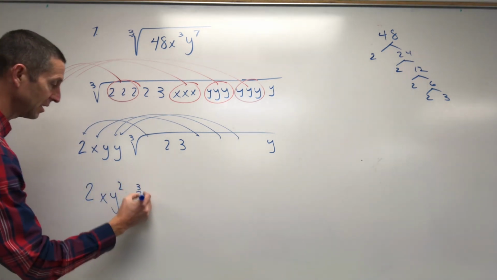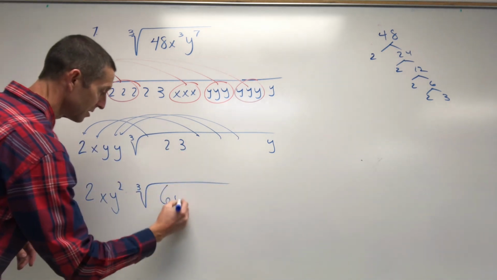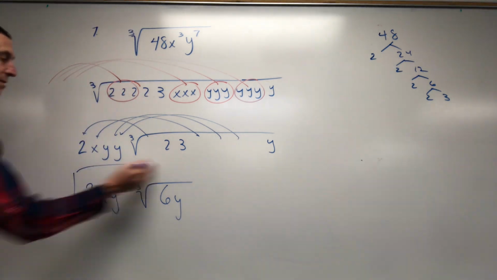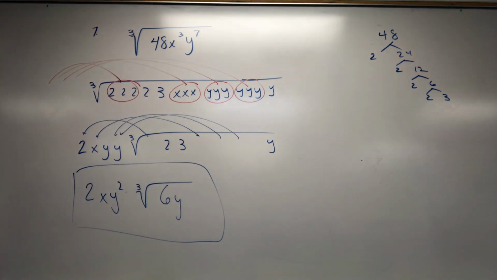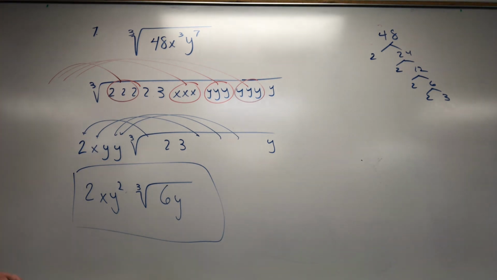Don't forget it's cube root. 2 times 3 and the y, 6y. I guess we don't need that giant root anymore. All right, there you go. So that's the difference between the square root and the cube root.